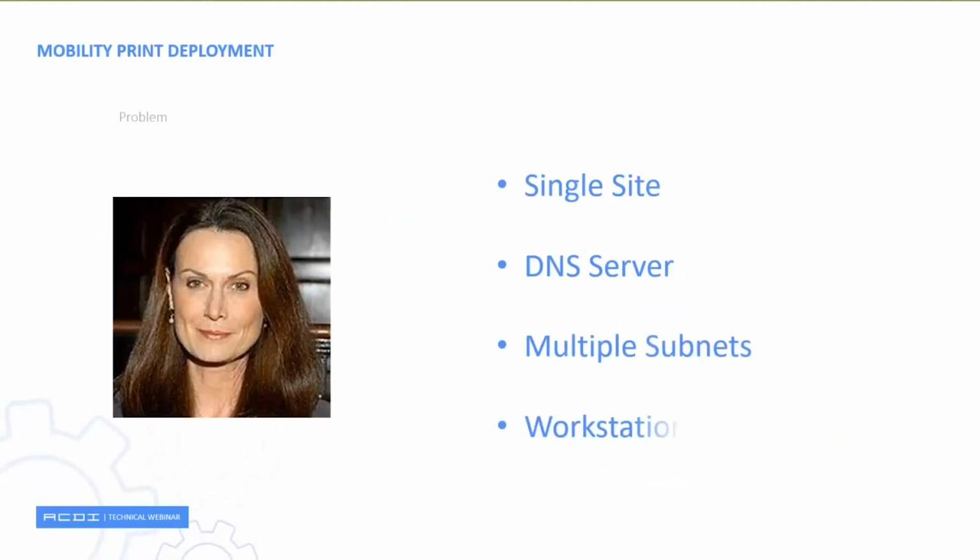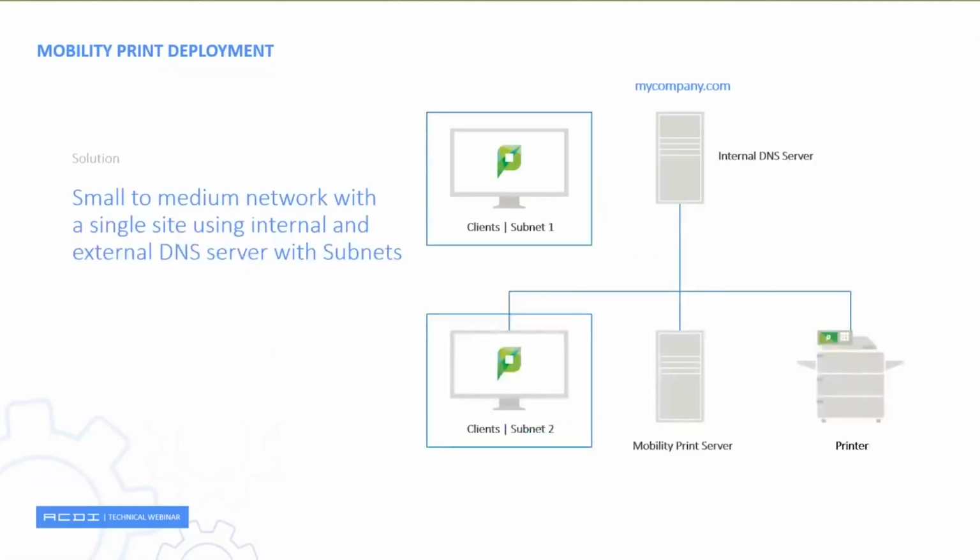We have Mel, who is an IT administrator at a small medium company that works out of a single site. Mel manages a range of servers, including an internal DNS server and multiple subnets through her network switches. The issue is that Mel wants to be able to provide all users within the company to be able to use her new PaperCut mobility print solution on both the work computers and BYOD hardware. The problem is that Mel is not sure how she can configure the network to allow this to occur.